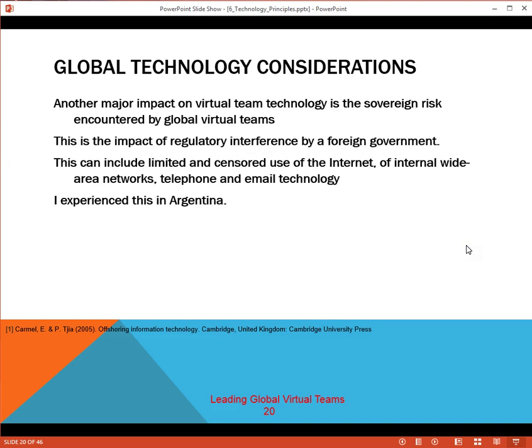Another major impact on virtual team technology is the sovereign risk encountered by global virtual teams. This is the impact of regulatory interference by a foreign government. This can include limited and censored use of the internet and internal wide area networks and telephone and email technology. I experienced this in my consulting engagements in Argentina.